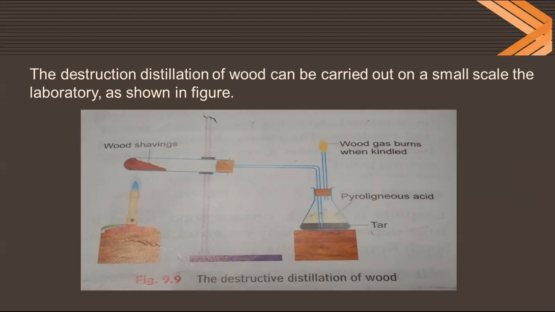When the gases have stopped evolving, examine the cans after they have cooled. The wood shavings will have been converted into charcoal, and there will be tar on the surface of the second can as well as on the inside surface of the first. So this activity explains the destructive distillation of wood.